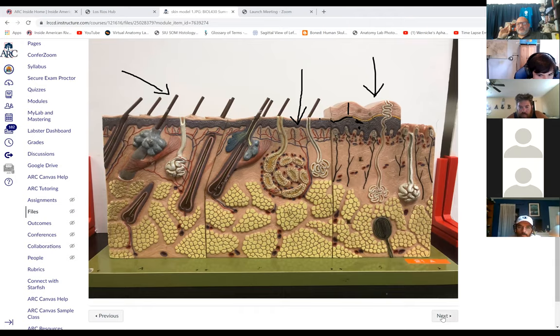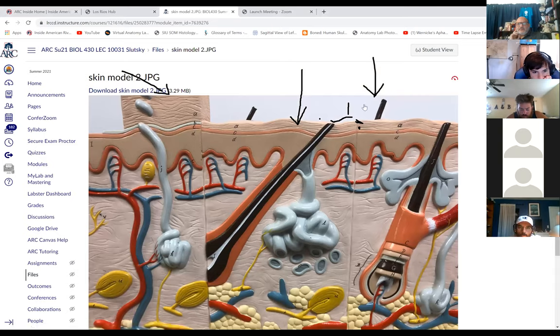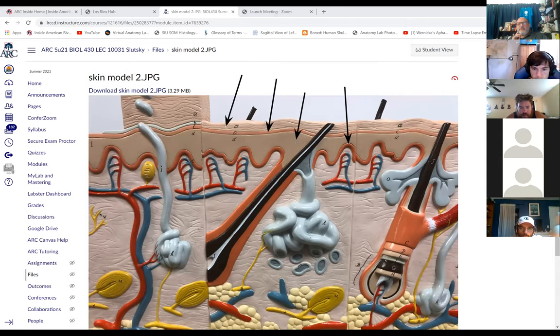And you will see that there is a second model where, again, notice here they do a little better job of discriminating the layers. Basal, spinosum, granulosum, corneum, thin skin; basal, spinosum, granulosum, lucidum, corneum, for thick skin. So here we see these nice sublayers of our epidermis. We can identify them histologically on an illustration, and we can also see them nicely on models as well.